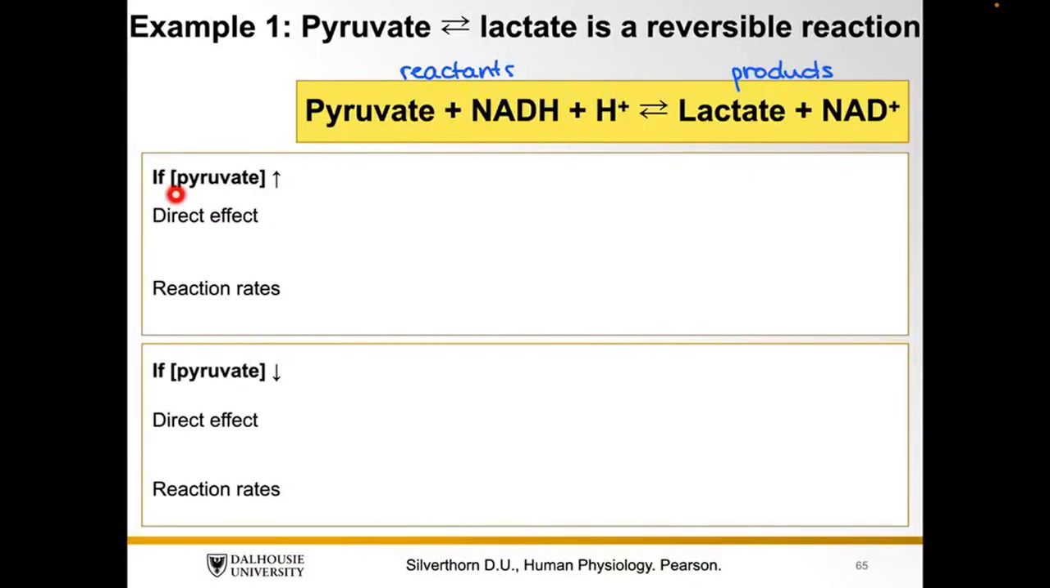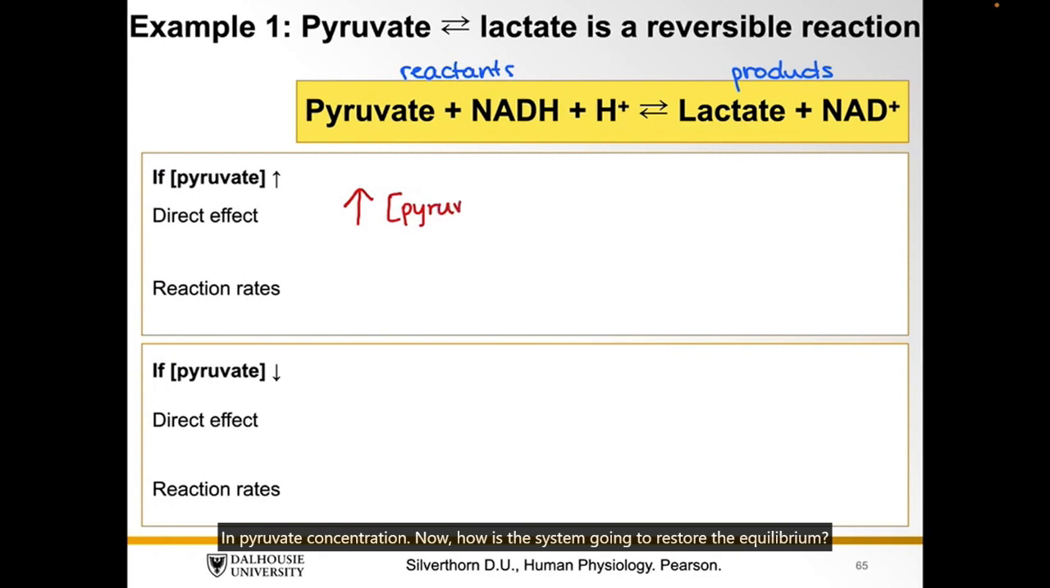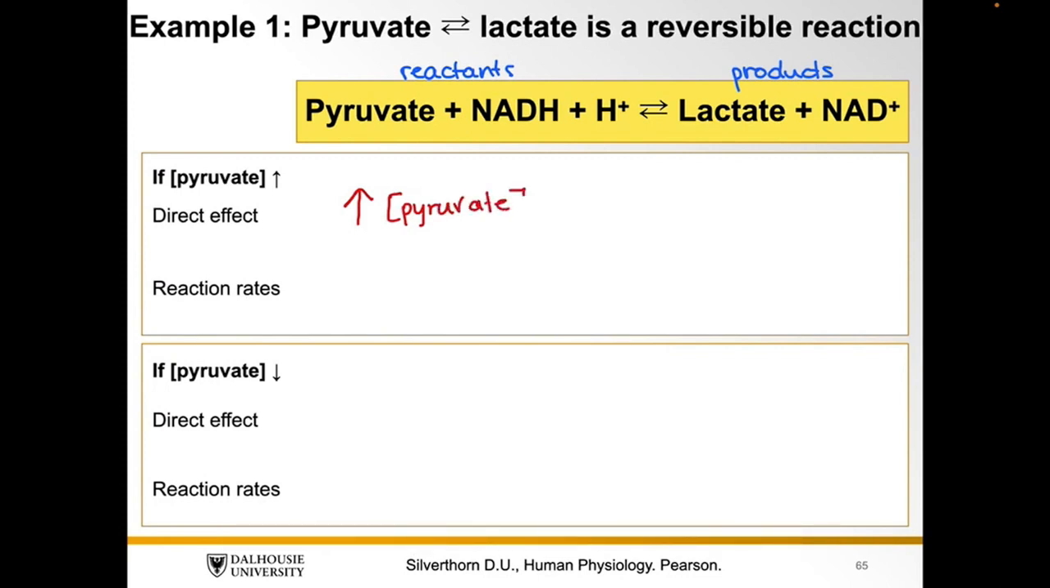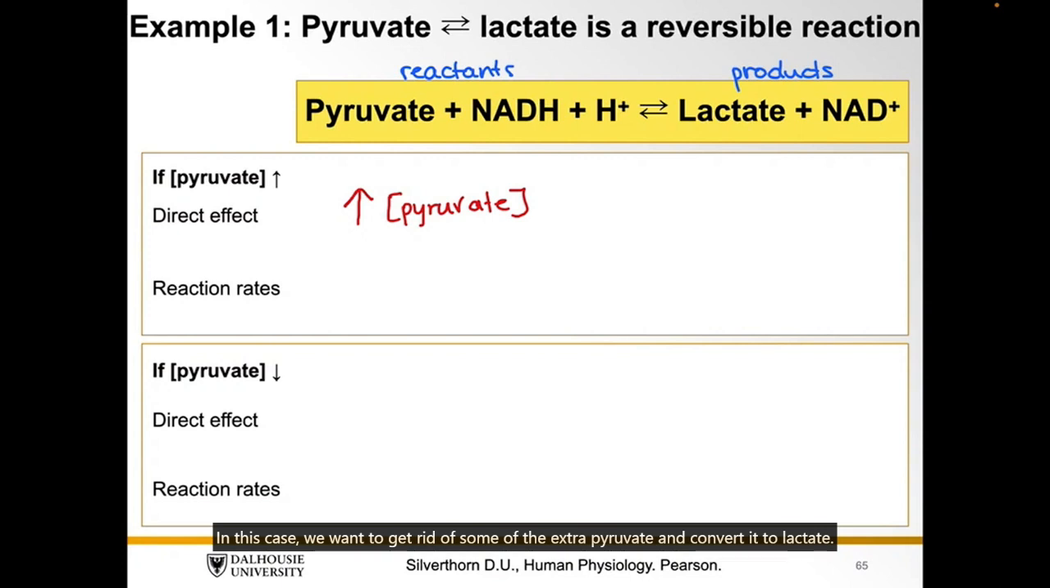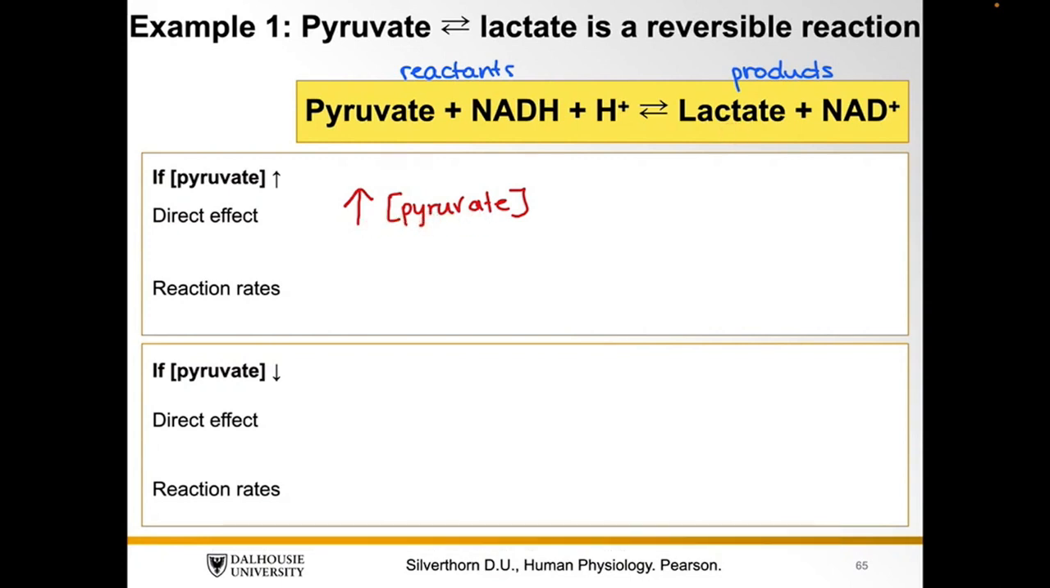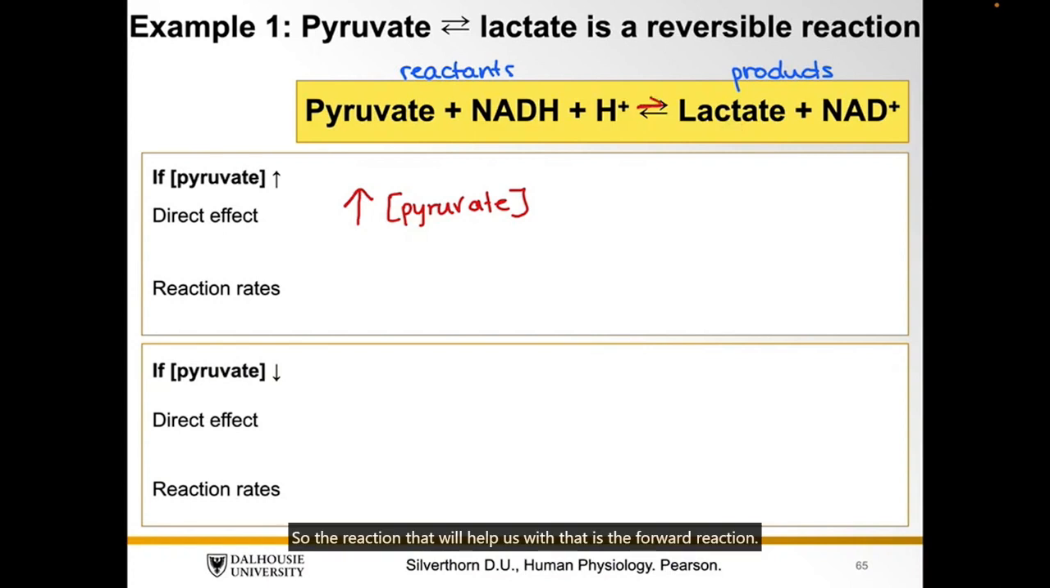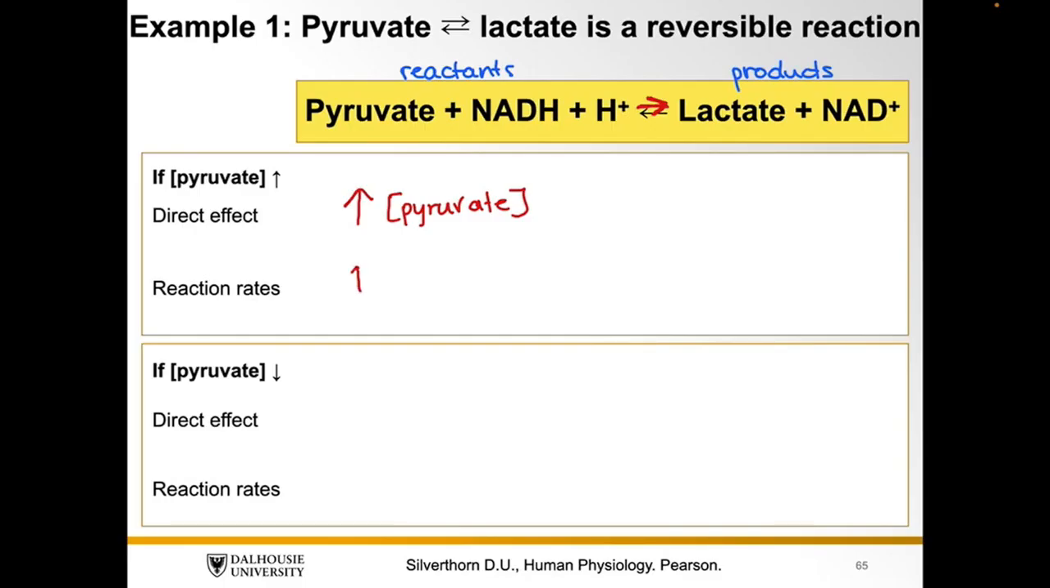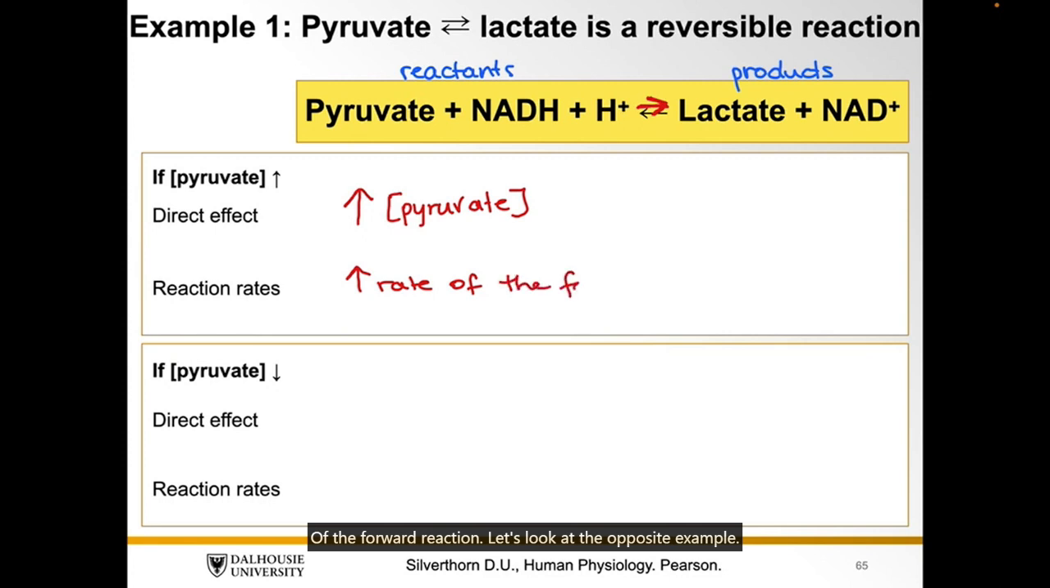What is the initial disturbance and how will the reaction rates change in order to restore our dynamic equilibrium? So our first example is when pyruvate concentration increases. The direct effect is that we have an increase in pyruvate concentration. How is the system going to restore the equilibrium? In this case, we want to get rid of some of the extra pyruvate and convert it to lactate. So the reaction that will help us with that is the forward reaction. So here, the compensation is to increase the rate of the forward reaction.